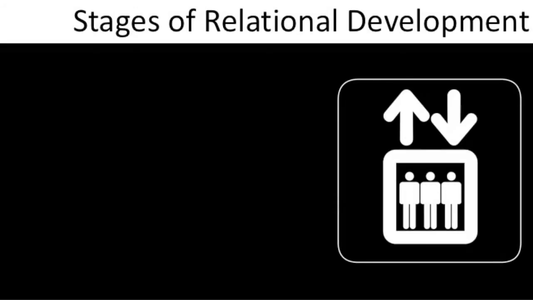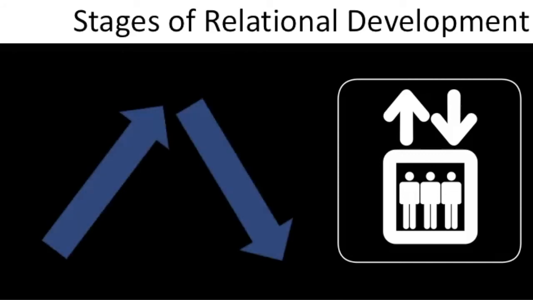The development of relationships over time. The textbook identifies several stages of relational development, suggesting that we can think of these stages like an elevator. We get into the relationship, the relationship goes up, the relationship comes down, and then we leave the relationship.